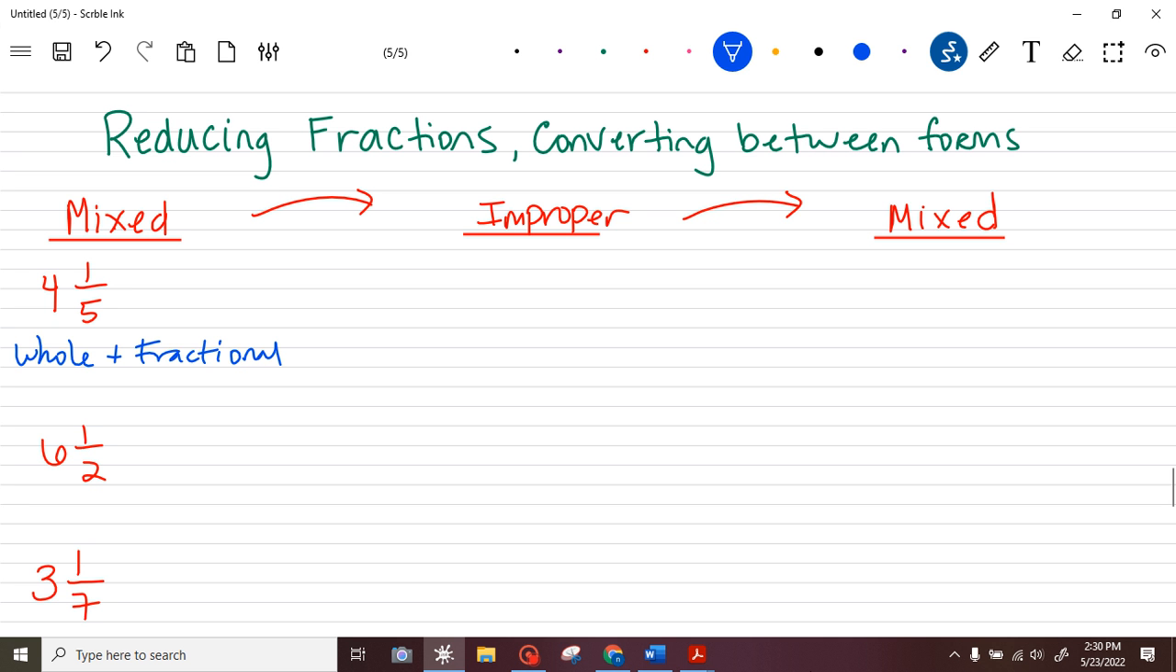So when you have a mixed number and you need to convert to an improper fraction, the process is to multiply your denominator times your whole and then add the numerator. So one more time, denominator times the whole, add the numerator. Whatever your denominator is, my denominator in my mixed number is a 5. The denominator in my improper fraction will also be a 5. So 5 times 4 is 20 plus 1 is 21. And then you have 21 out of 5.